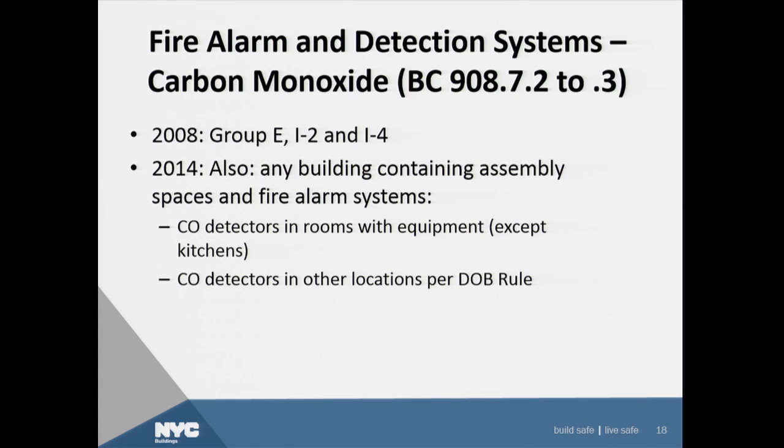In 2014, there was a local law enacted by the council, which will become effective in 2014 with this code, which also requires carbon monoxide in any building that contains an assembly space and is already required to have a fire alarm system. So think about this: I have an office building, but there is an assembly occupancy on the ground floor. I have an office building, but I have a cafeteria on the 17th floor. I would not normally be required to install carbon monoxide detection, but this local law requires that any building that has an assembly occupancy and is already required to have a fire alarm system must have some detection for carbon monoxide.